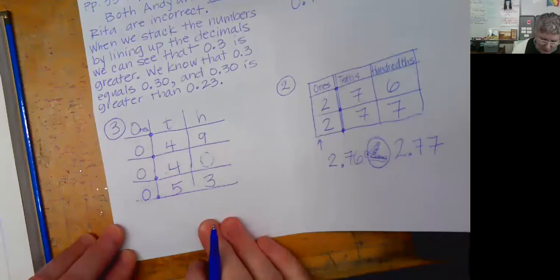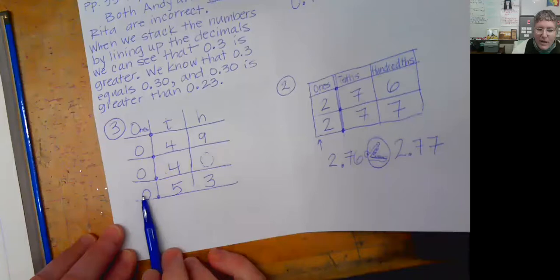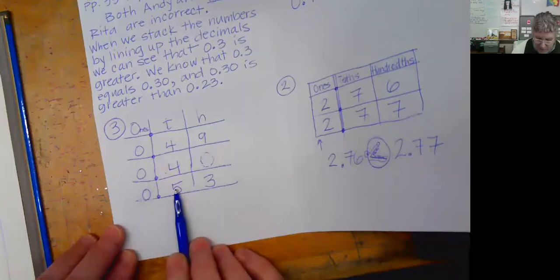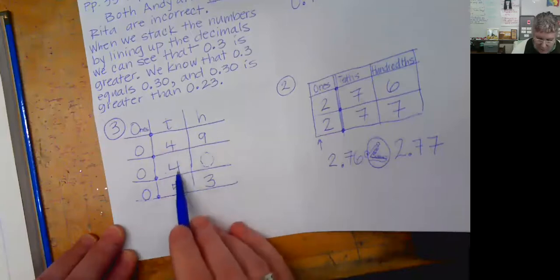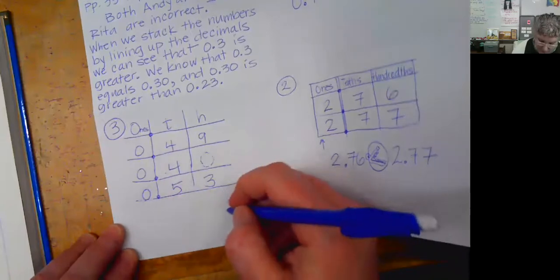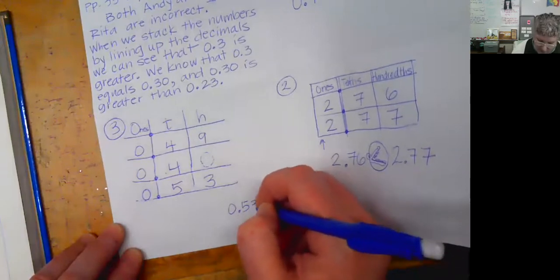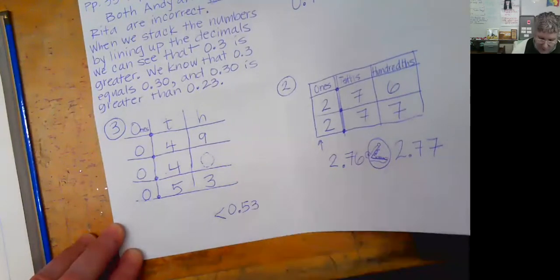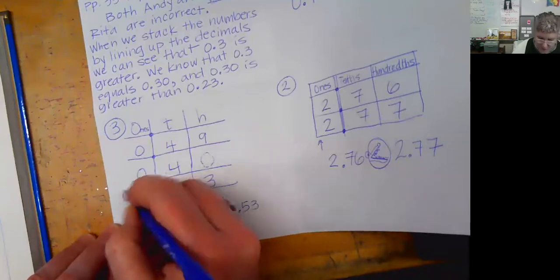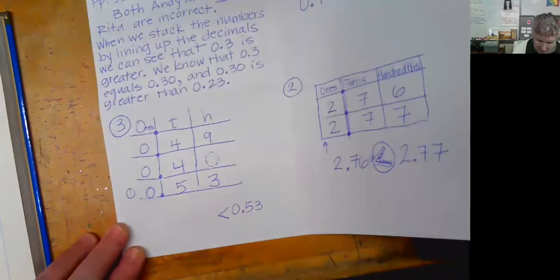So if I'm doing least to greatest, I start out and all 3 have 0s, right? So that's going to bump me over here. 4, 4, and 5. 5 is going to be the greatest. So this one is greatest. And we're doing least to greatest. So this comes in first in our contest.